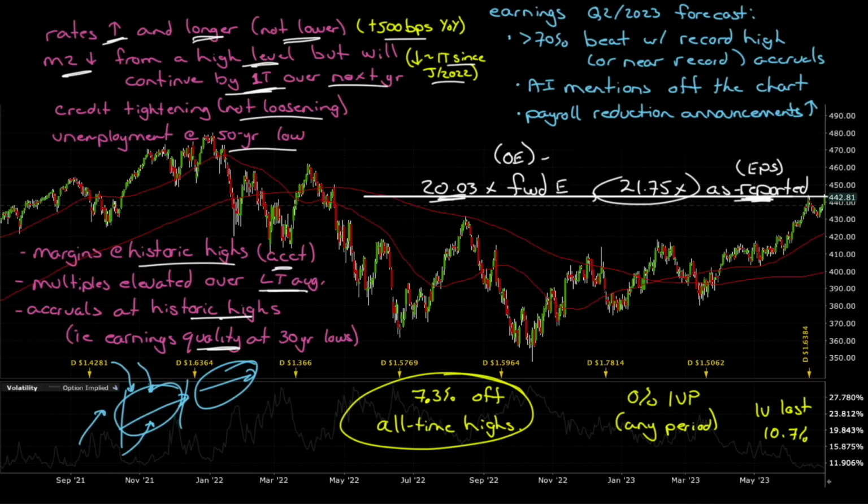Very different backdrop. 0% IVP for any period, 52, 26, 13. It is the lowest in over a year. And in fact, you have to go back to almost 2 years ago to get implied volatility lower. Last IVP was 10.7. Implied volatility is now lower than historical volatility by almost 4 percentage points. I have a forecast for Q2 2023 earnings.